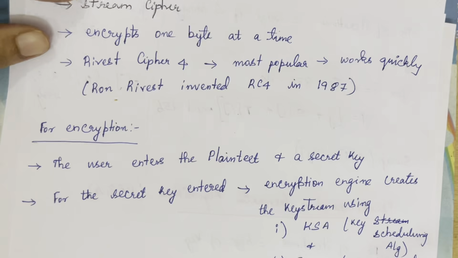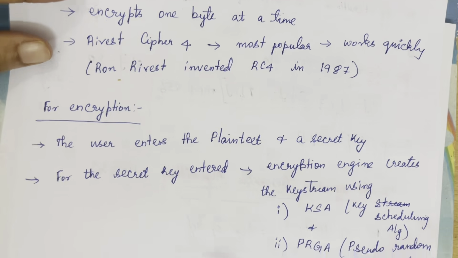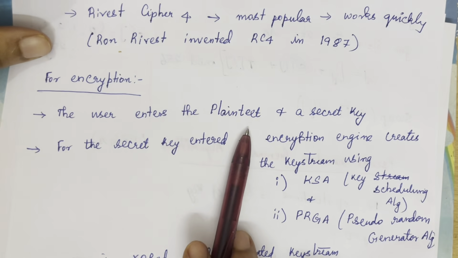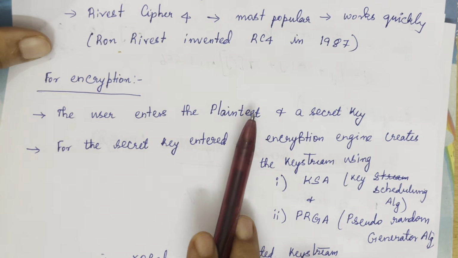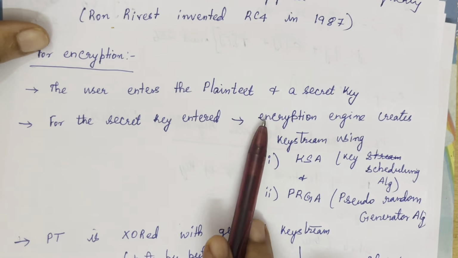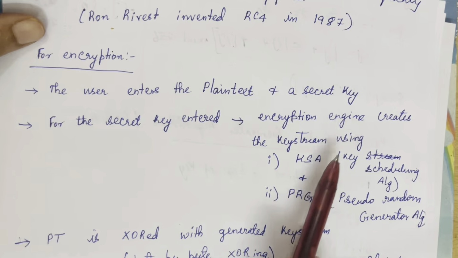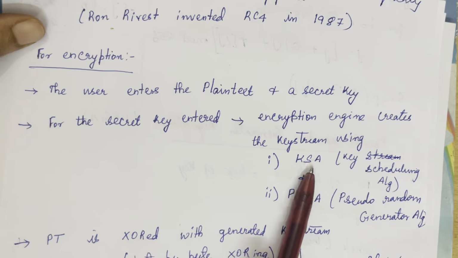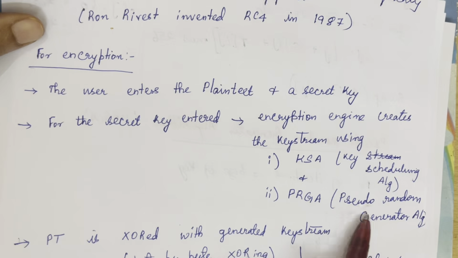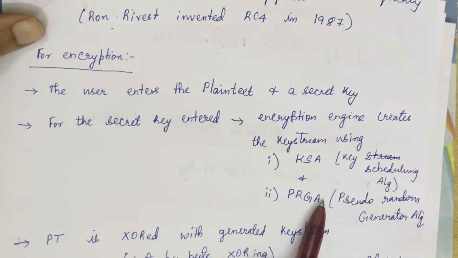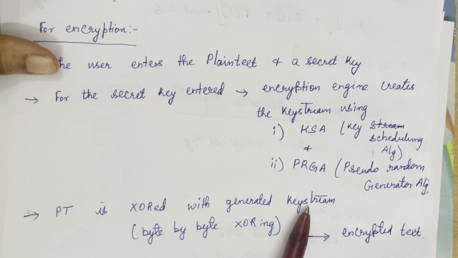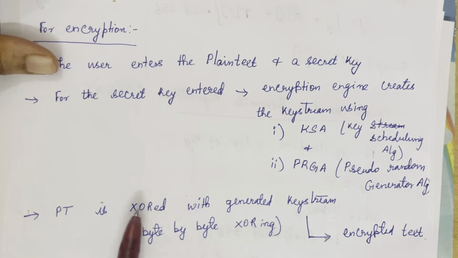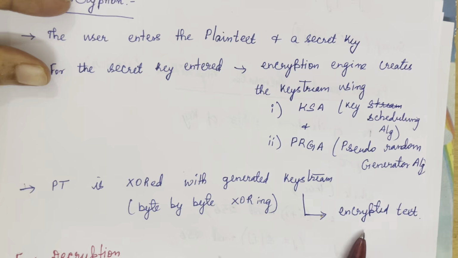Now we will see how encryption is done, converting the plain text into the cipher text. For encryption, the user enters the plain text and the secret key. By using these two things, they convert the plain text into the cipher text. Once the secret key is entered, the encryption algorithm makes use of two algorithms: one is KSA, the key scheduling algorithm, and the other is PRGA, the pseudo random generator algorithm. Using these two algorithms, the secret key is converted into a key stream. The plain text is XORed with the key stream generated by these two algorithms, byte by byte. Now we get the encrypted text. This is how encryption is done.